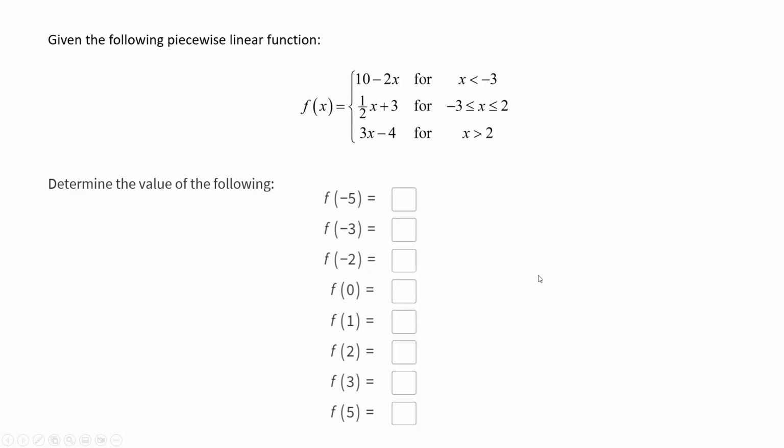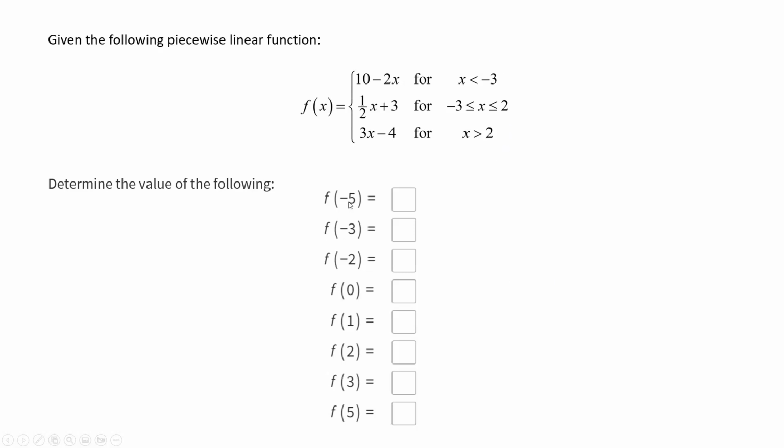In this first problem, you were asked to make these evaluations of the function f of x when f of x is this piecewise function. Now again, the number that you have in here is just going to be plugged into this formula, but remember, which one of these three formulas you're going to use depends on the value of the number in meeting these conditions you see over here.